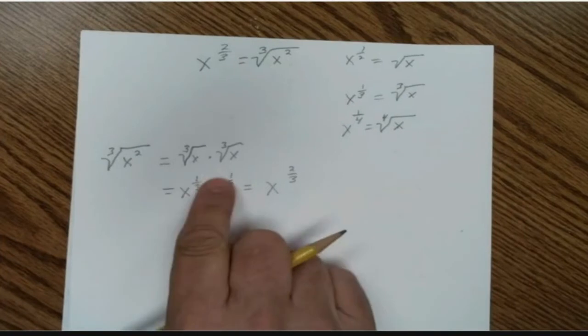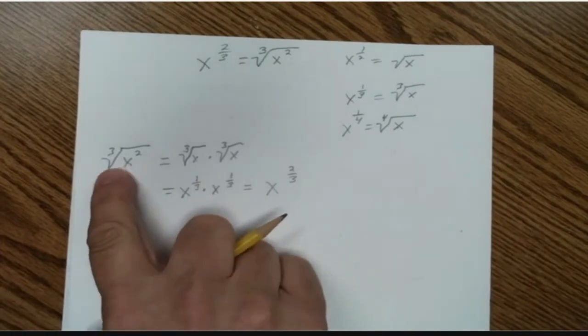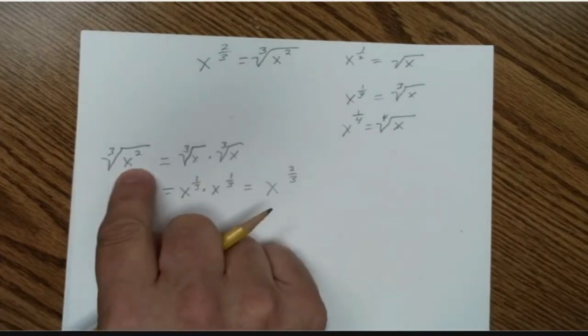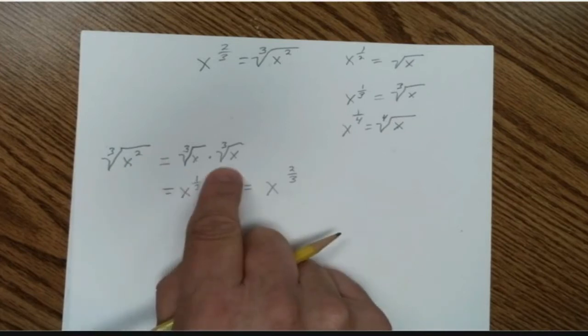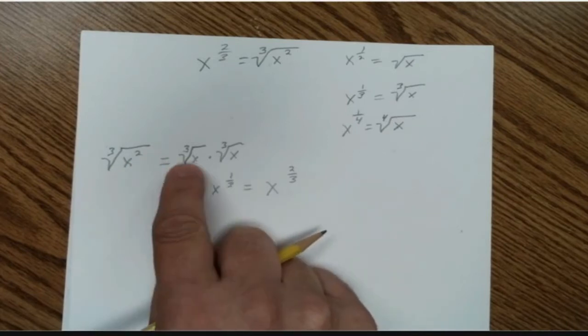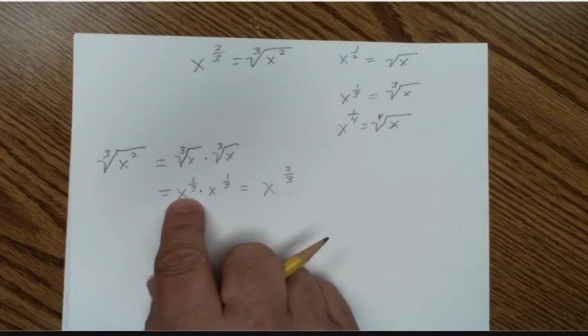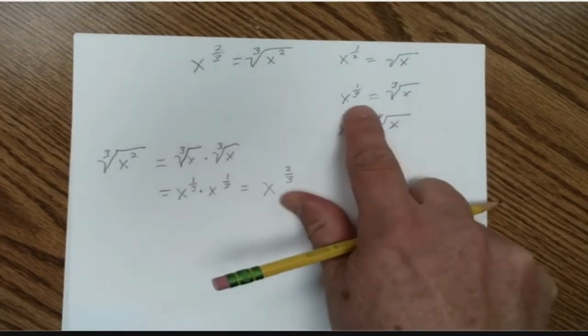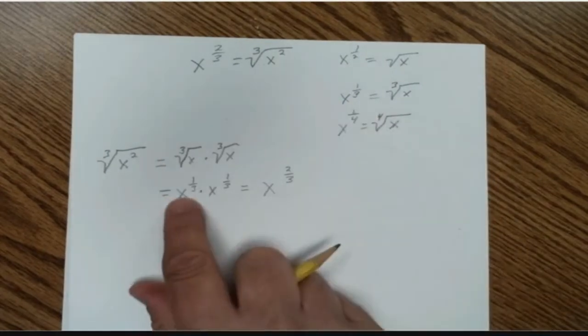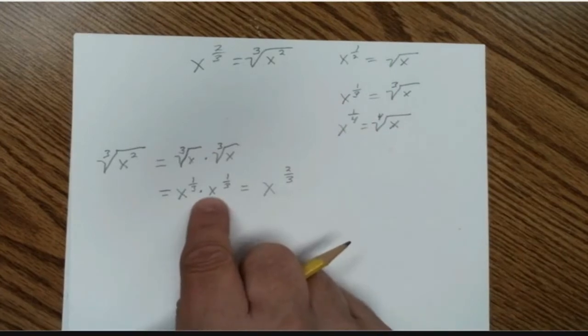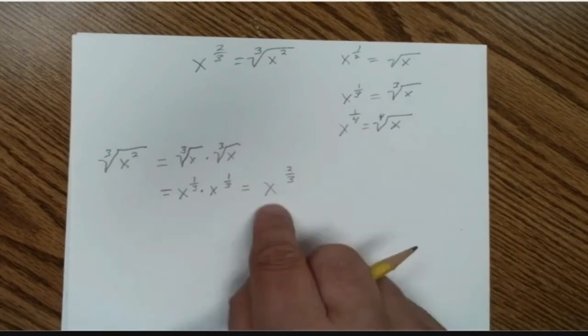That's how you step through that. So the cube root of x squared is the same as the cube root of x times the cube root of x. And the cube root of x is the same as x to the 1/3 power, as we can see up here. Same thing. X to the third, x to the third. And multiplying those together gives you x to the 2/3.